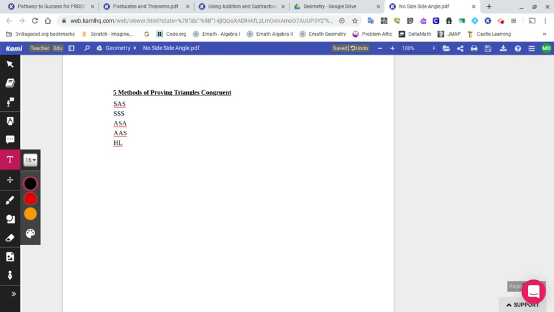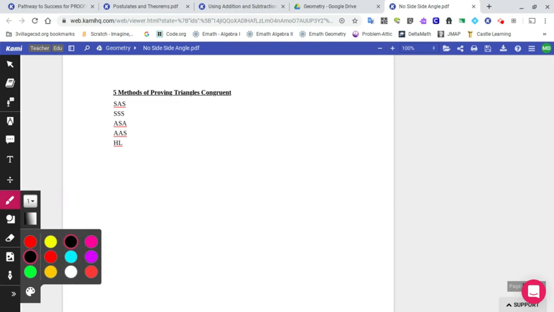Now one you might notice is missing here is side, side, angle. Side, side, angle is not a choice here, and I'm going to explain why. So I'm going to draw a triangle that looks like this.